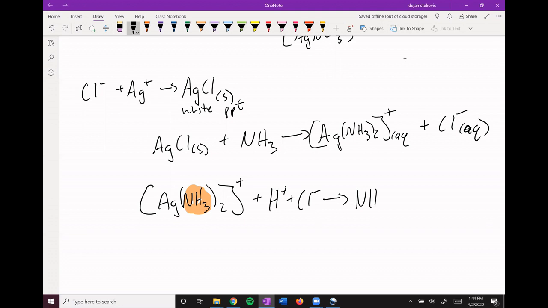So you'll form some NH4+ and some silver chloride, right? Not balanced, but that's the gist of it. So you can see in the lab video, I didn't do these last two steps, unfortunately.